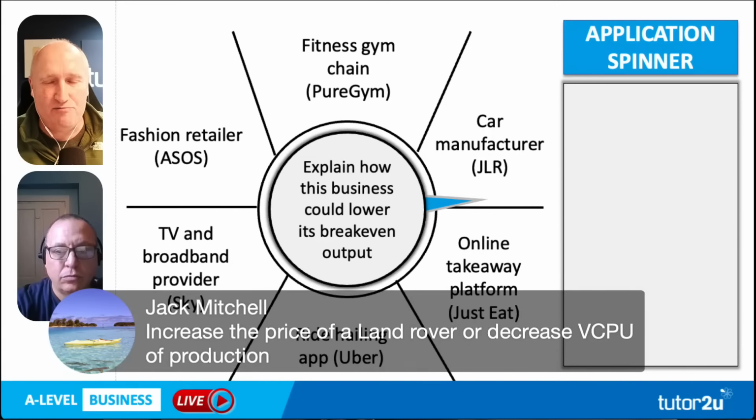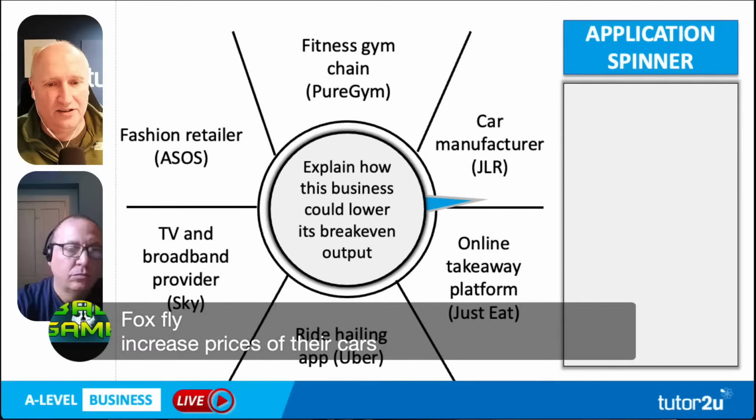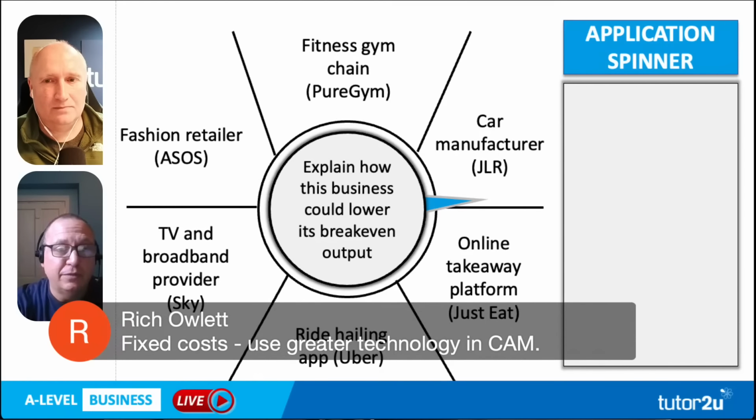One from Jack there: increase the price of a Land Rover. Foxfire: increasing the prices of their cars. Could be a bit more specific there, do you think? I think it's how we develop that. Cheaper producers of aluminium and steel, which is obviously about car manufacturing. Have you spotted any more? I think there's a lot there. We've drifted a little, say selling more cars or things like that. Richard Owlett there: getting hold of microchips is very specific, fixed costs and things like that.